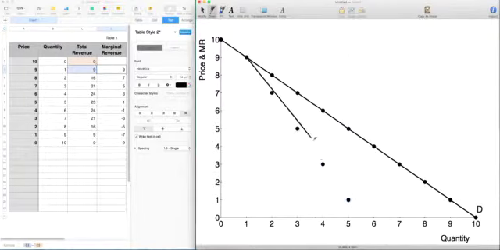And what I can do is just connect those points right there, roughly, and that gives us the marginal revenue.